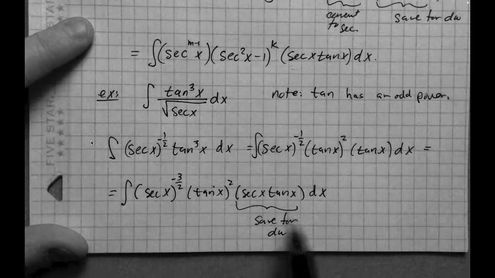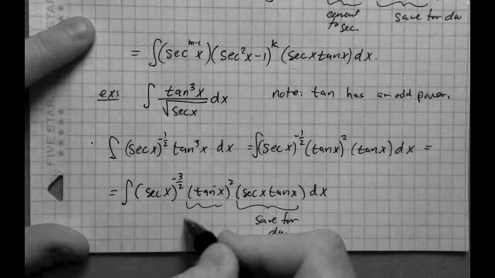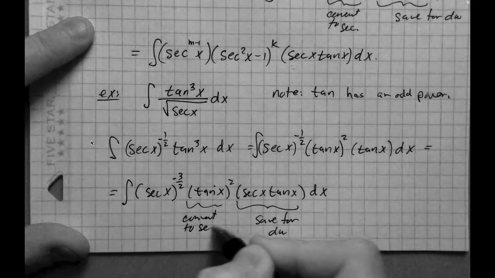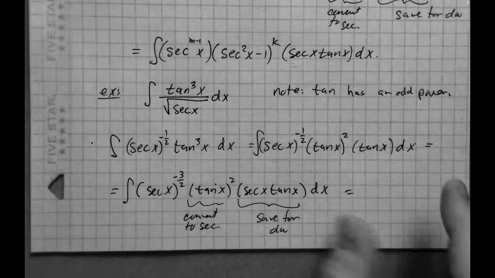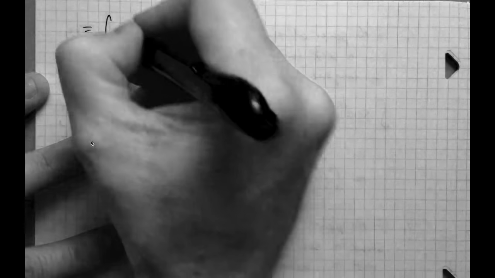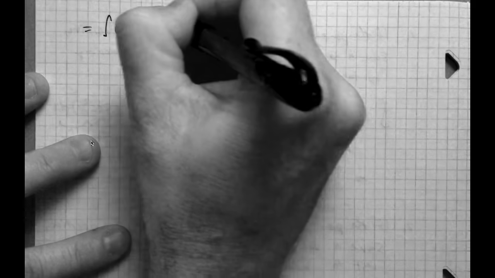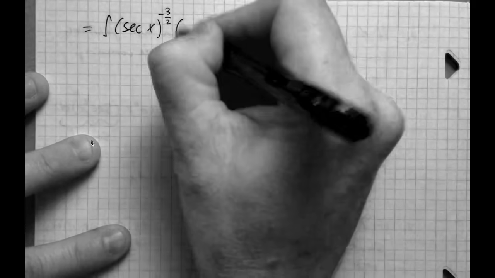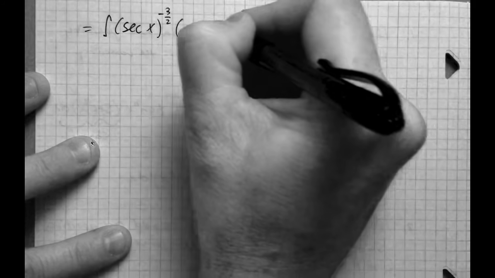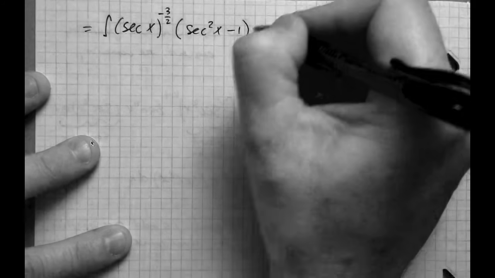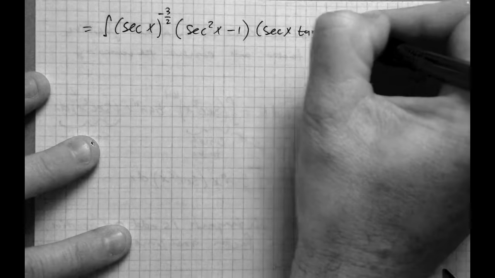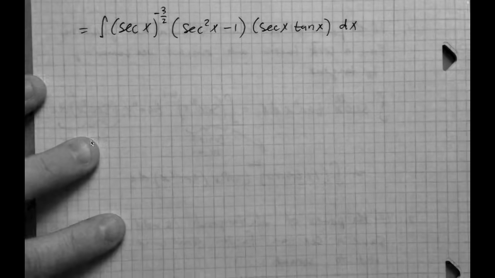And then what are we going to do? Well, we're going to take all of these and we're going to convert them to secant. Okay, so that's just going to be the Pythagorean identity for secant and tangent. Okay, and so I get, I've still got my secant x to the negative 3/2 power here, and then instead of tangent squared, I'm going to have secant squared x minus 1, and then I've still got my secant x tangent x. Okay, so it looks like that.